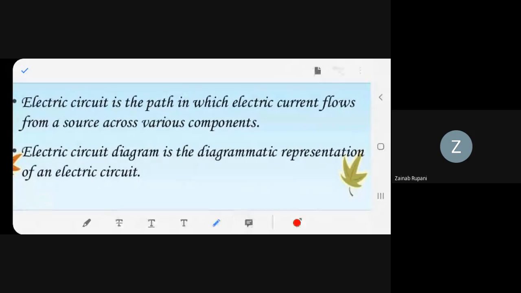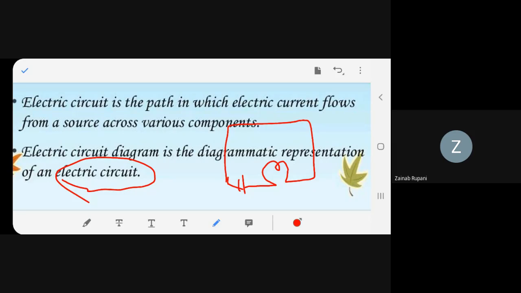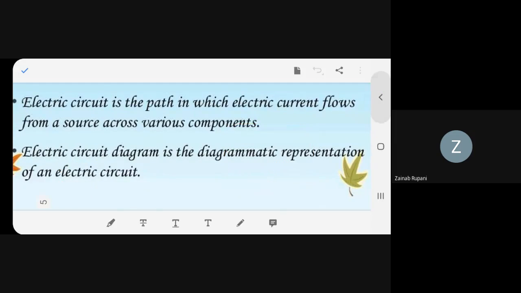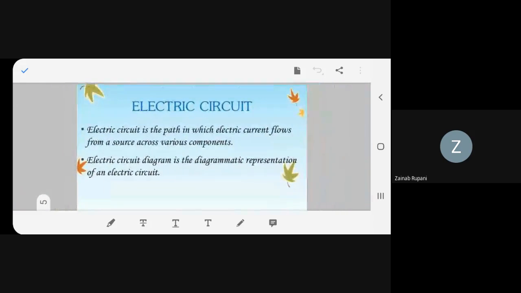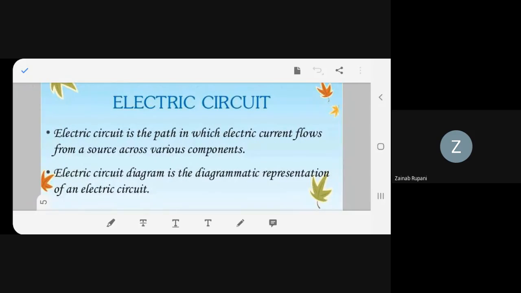Just now what I showed you, like this diagram, like this, like this. What is this? This is a diagrammatic representation. And the whole thing is called as electric circuit. You understand? Okay. Something new I'm teaching you, beta. So we are going to learn lots of different things in this chapter.